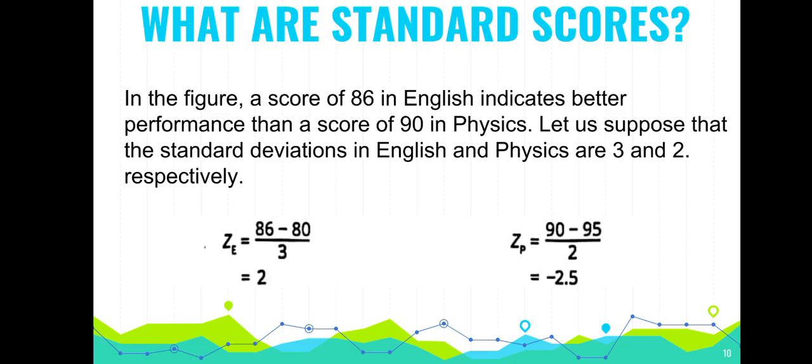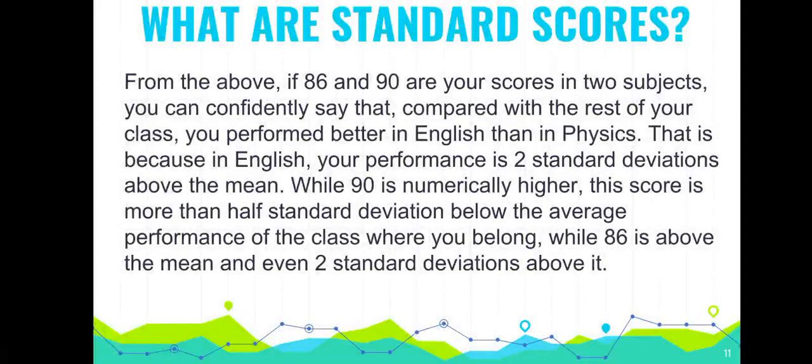So pansin nyo po na mas mataas yung nakuha ng English kesa sa physics. So from the above, if 86 and 90 are your scores in two subjects, you can confidently say that compared with the rest of your class, you perform better in English than physics. So that's because in English, your performance is two standard deviations above the mean.